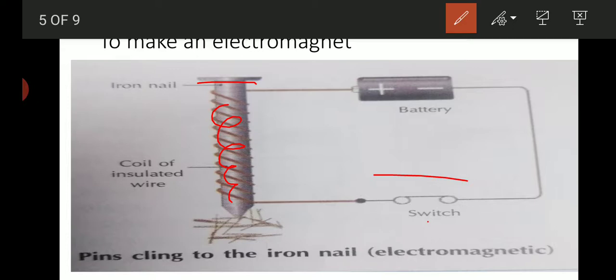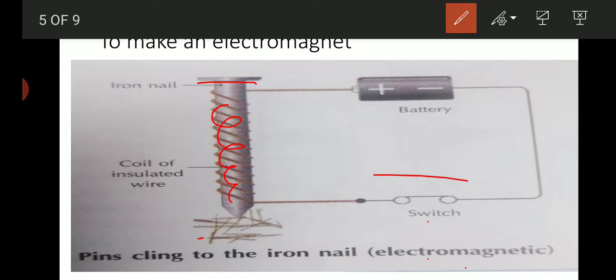Switch on the current. What will happen? Current starts flowing in the circuit. You will find that steel pins cling to the tip of the nail. They get attracted toward the nail. Switch off the current, the steel pins fall from the iron nail.